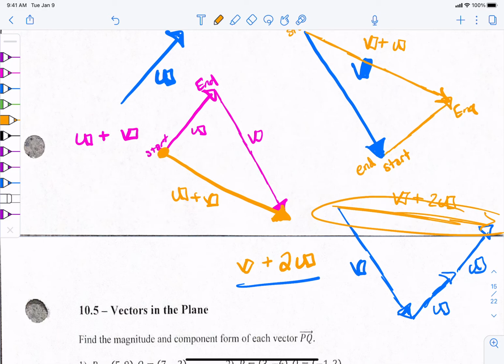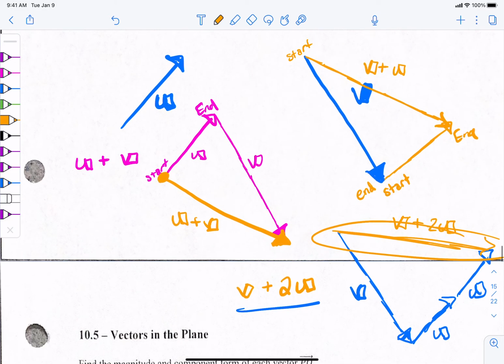I like this. You like this? Nice and simple. Okay. Now one more thing I'm going to do. Do you have enough room? Maybe. We're going to talk about subtracting. Yikes. It's not hard.